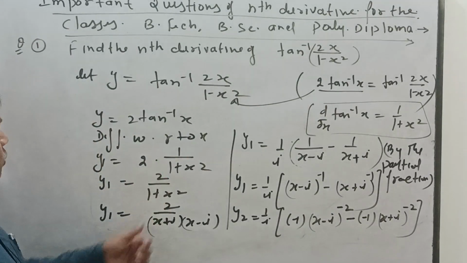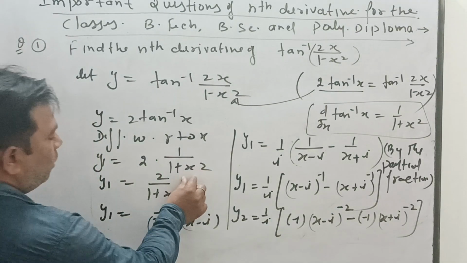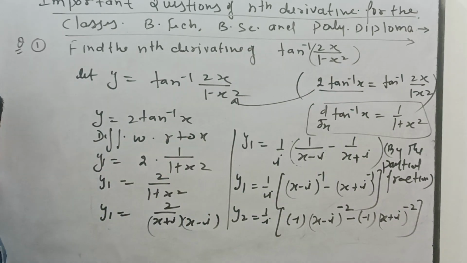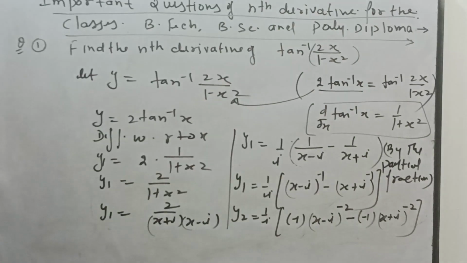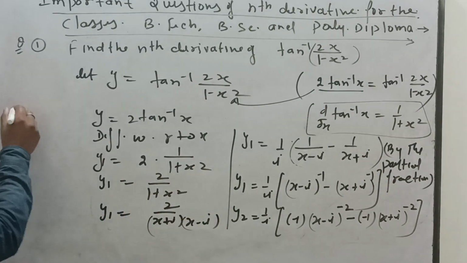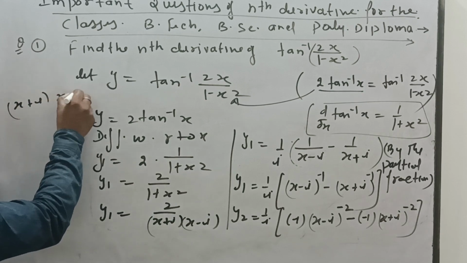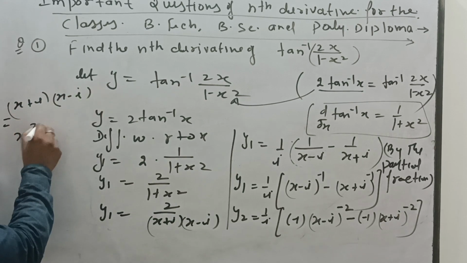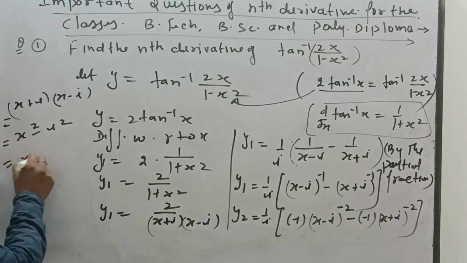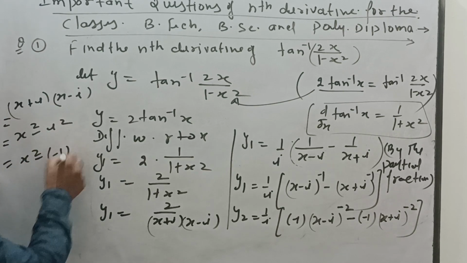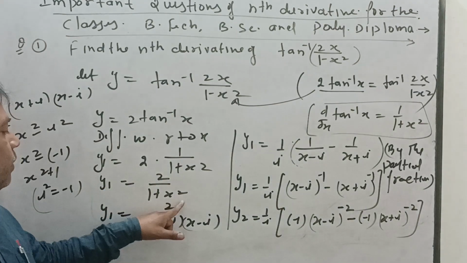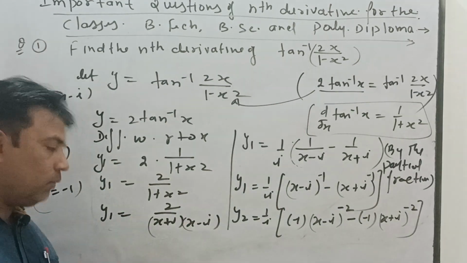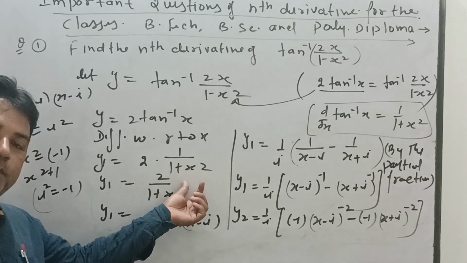Now for y1, we cannot factorize this normally, so we change the function into x plus i and x minus i using complex numbers. We write x square minus i square, so x square minus i square is x square plus 1, since i square equals minus 1. We change 2 upon 1 plus x square into this form and solve again to get the value.